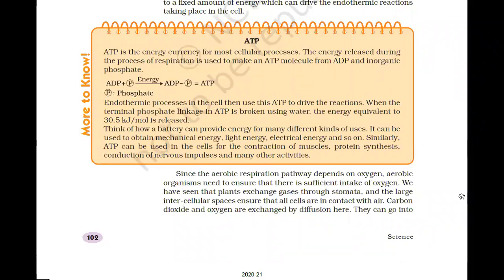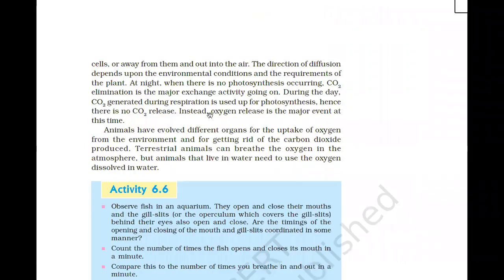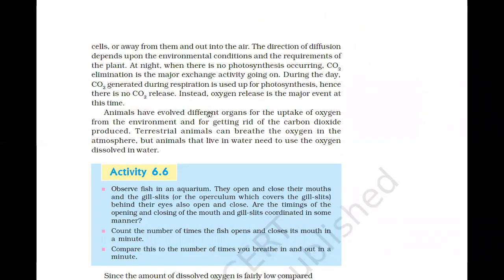Since the aerobic respiration pathway depends on oxygen, aerobic organisms need to ensure that there is sufficient intake of oxygen. We have seen that plants exchange gases through stomata, and the large intercellular spaces ensure that all cells are in contact with air. Carbon dioxide and oxygen are exchanged by diffusion here. They can go into the cells or away from them and out into the air. The direction of diffusion depends upon the environmental conditions and the requirements of the plants.